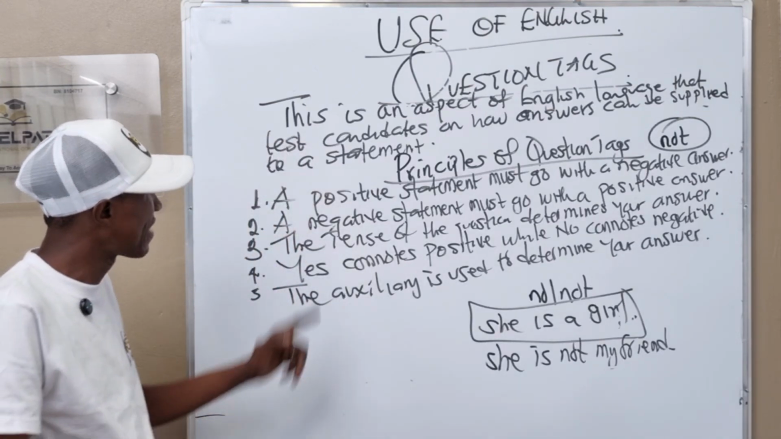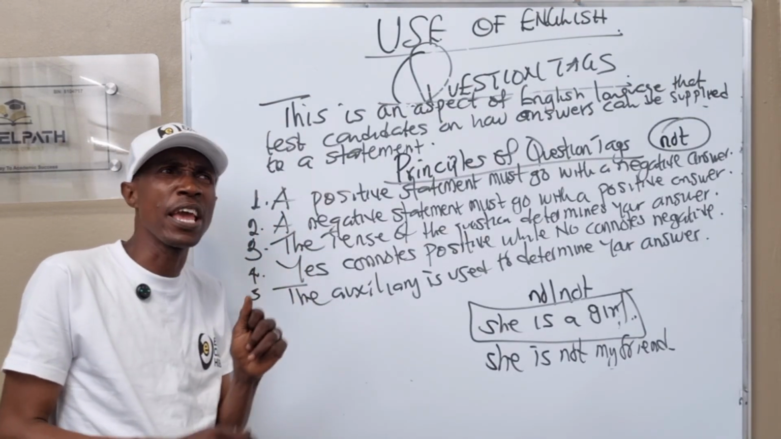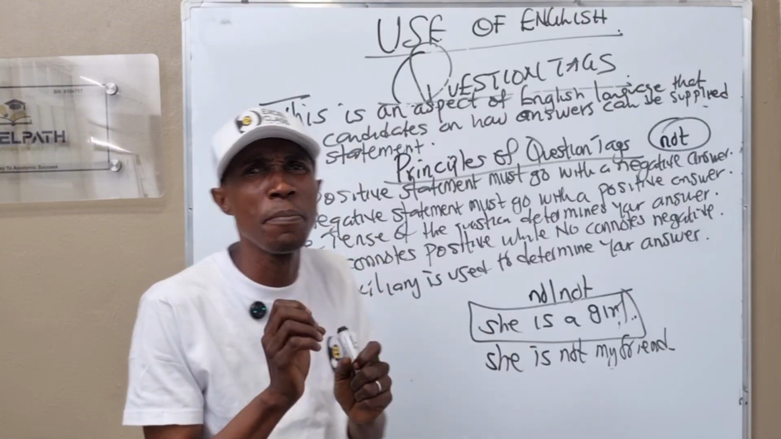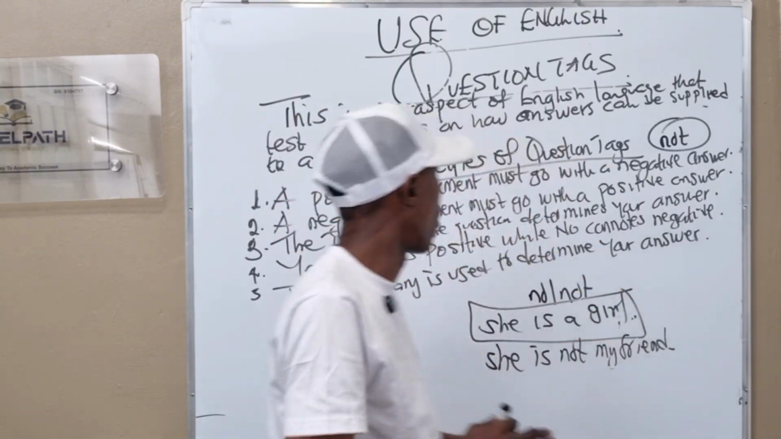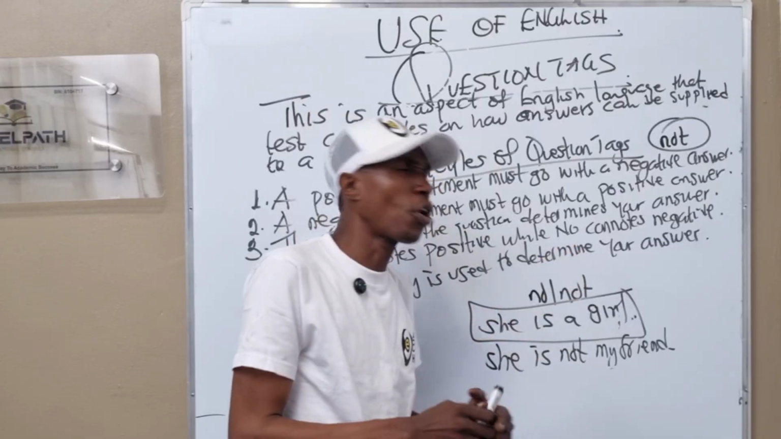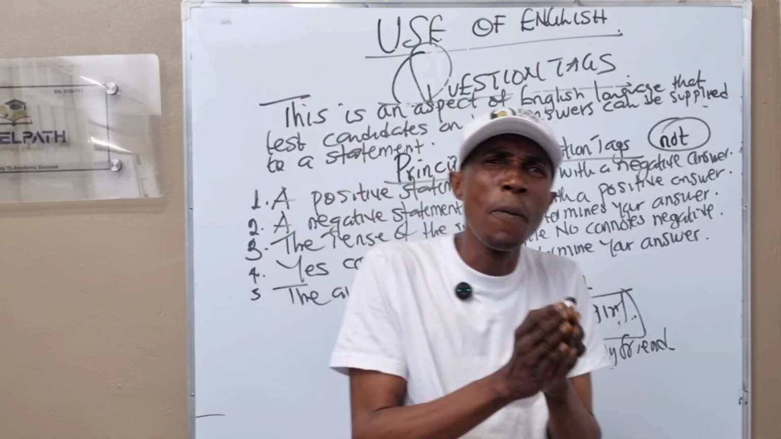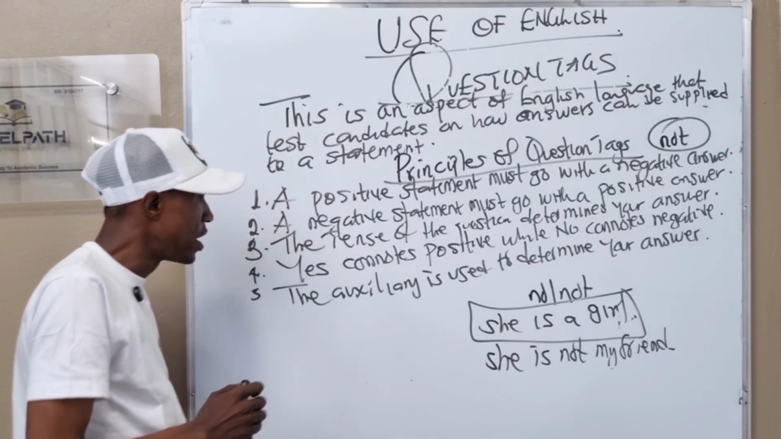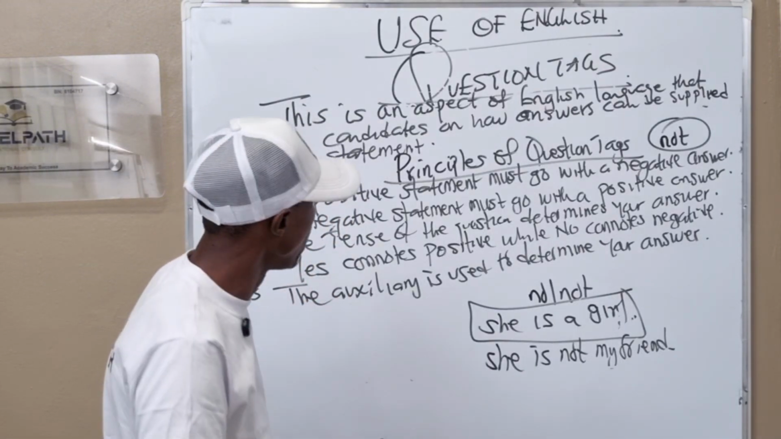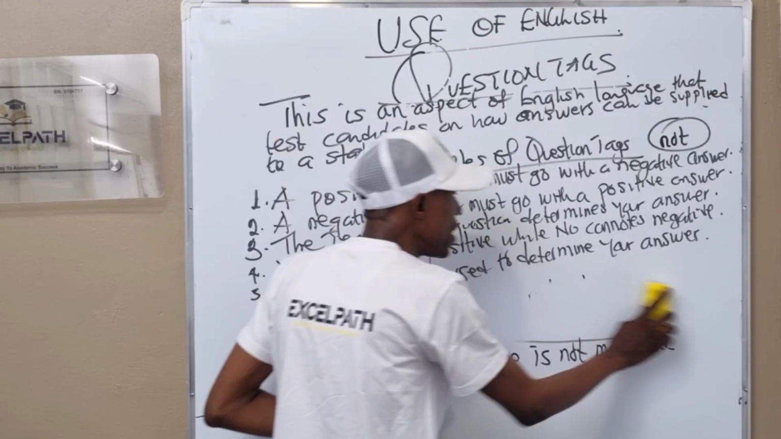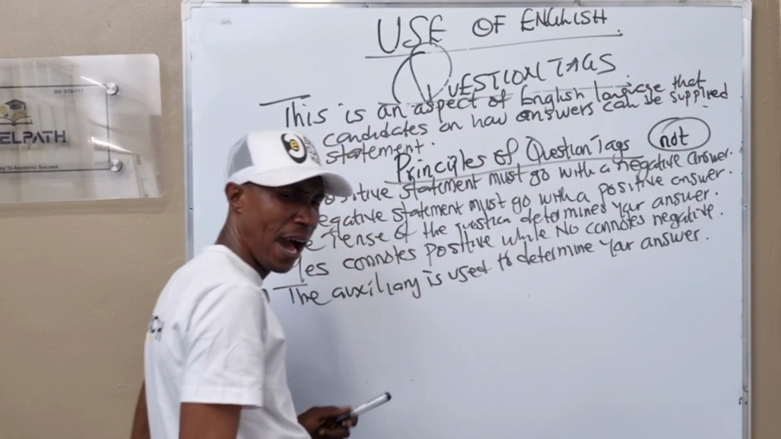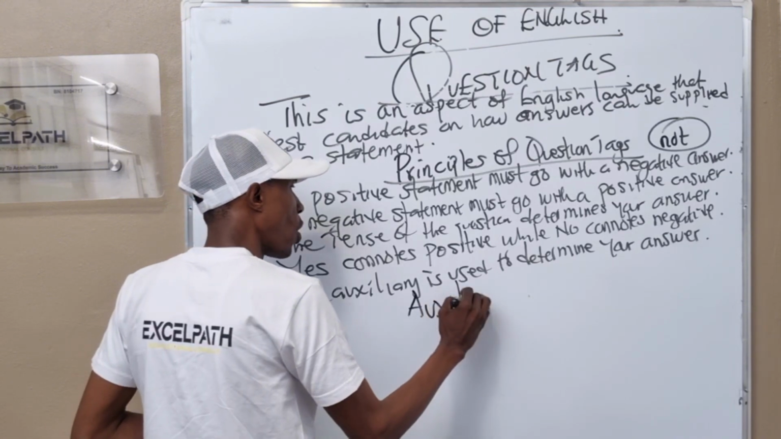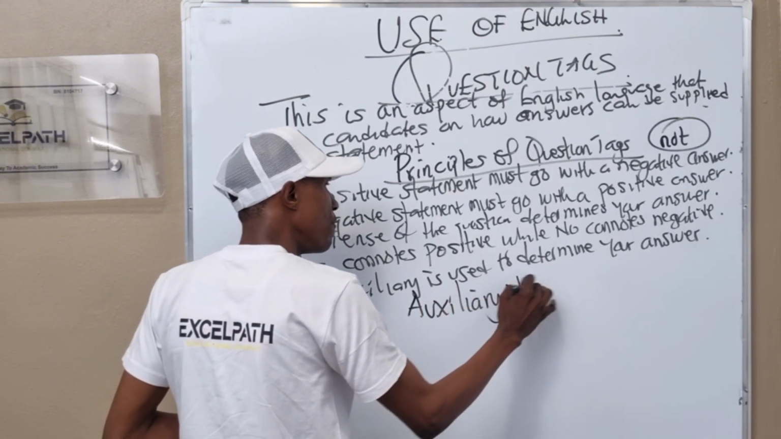Number four, they say yes. Whenever you see a question related to yes, you should know that thing is going to be positive. And when it is no, just know that that question is going to be negative. And finally, the auxiliary verb is used to determine your answer.